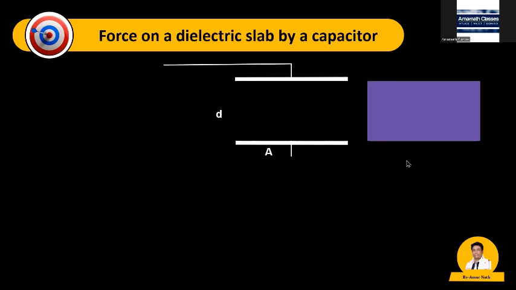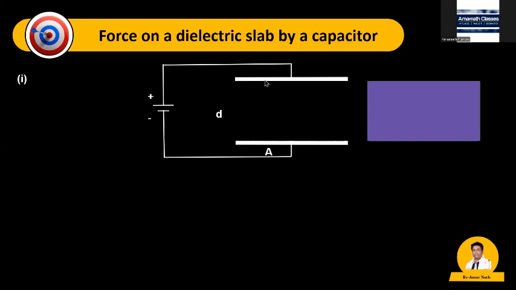So let me connect it to a battery. When we connect to a battery, charge will be deposited. And due to induction, the dielectric also will get a polarization effect, so some charge will be deposited at the face of the dielectric also. This is positive, this is negative. So we are going to discuss the case when the battery is kept connected. What will be the force on the dielectric slab when the battery is kept connected?